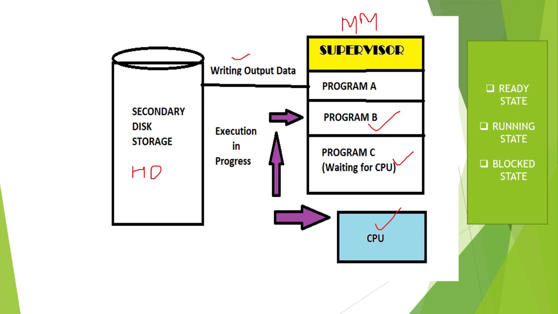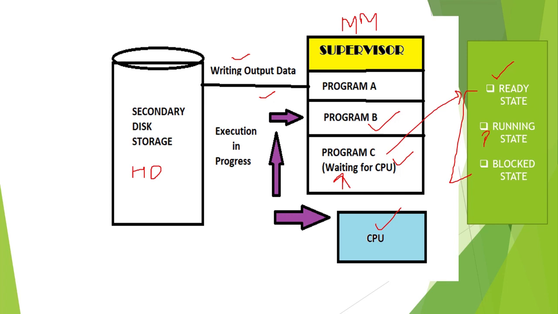So in this concept, the CPU never becomes idle, because when some program is waiting for an I/O operation, there is another program in the main memory which wants the CPU. In that scenario, we utilize the CPU properly. The programs inside the main memory will be in one of three states. The ready state is when the program is ready for execution and wants the CPU. Program C is in ready state: it has completed all its I/O operation and is now waiting for the CPU.